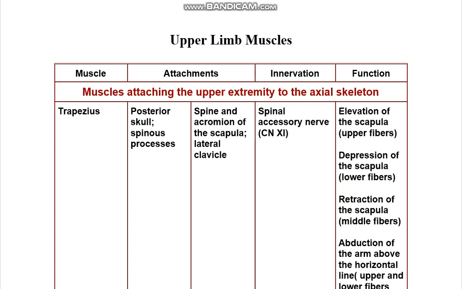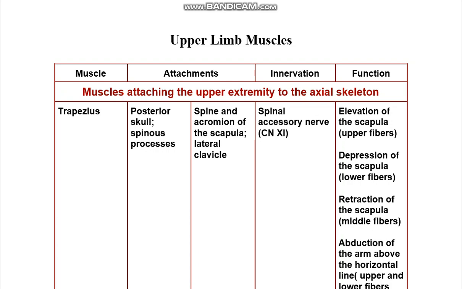So we need to know the trapezius. The trapezius is a muscle that attaches the upper extremity to the axial skeleton. It's going to be attached to the posterior skull and to spinous processes, and also to the spine and acromion of the scapula and the lateral clavicle. Now the trapezius's innervation is through the spinal accessory nerve, so that's cranial nerve 11.